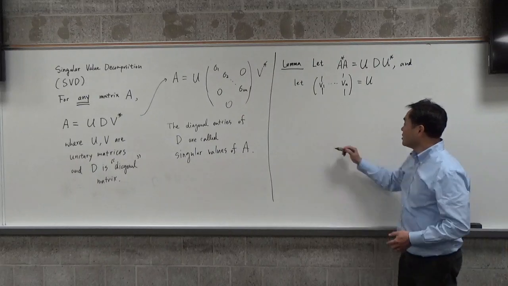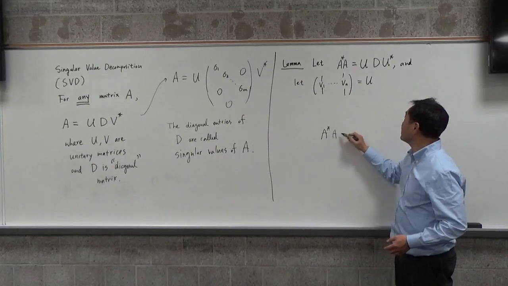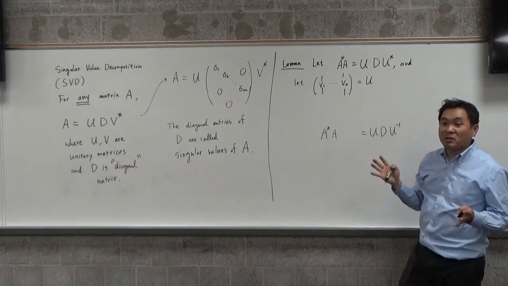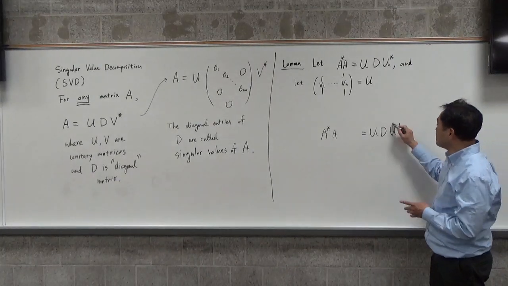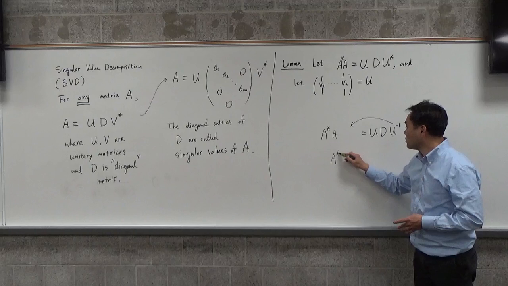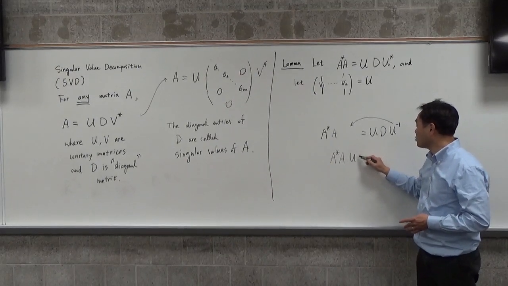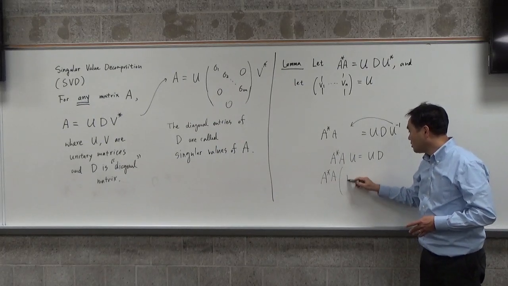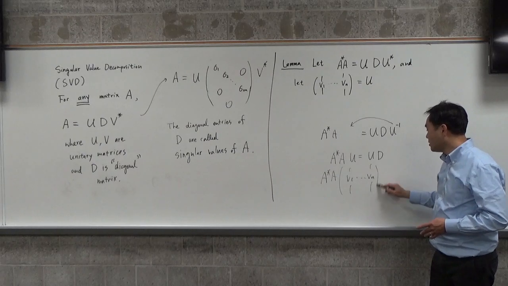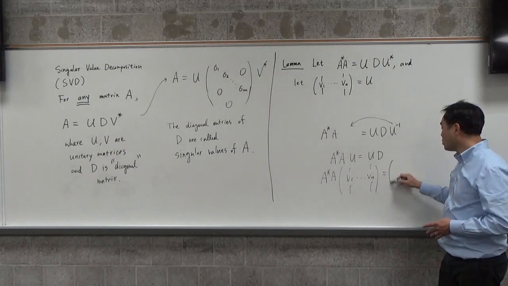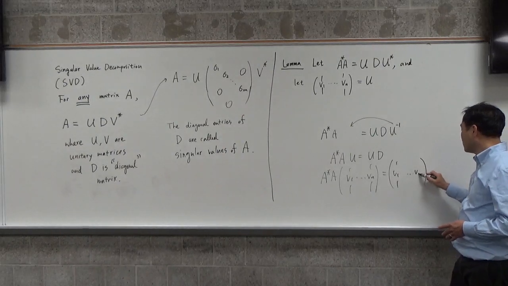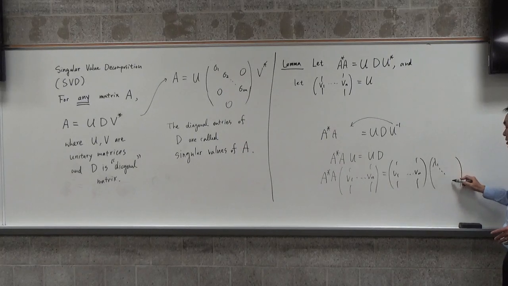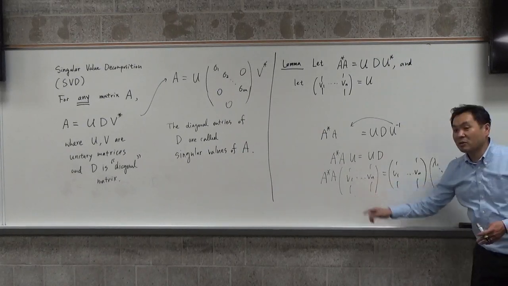If you have A star A equals U D U star, U star is really U inverse because that's what it means to be unitary, right? So if you bring this U inverse to the other side, here's what you get. You get A star A times U equals UD. And if you write down what it means, these are vectors 1 through n, the column vectors of U, equals the column vectors of U again, but with the diagonal matrix that has entries lambda 1 through lambda n. So what does that say about V1 through Vn?